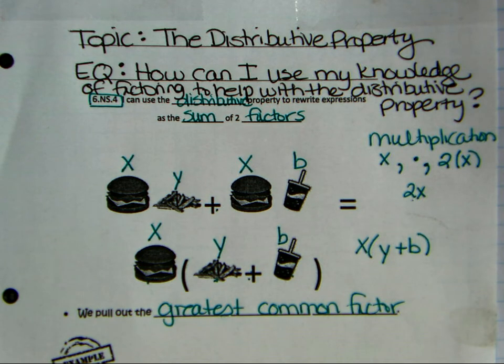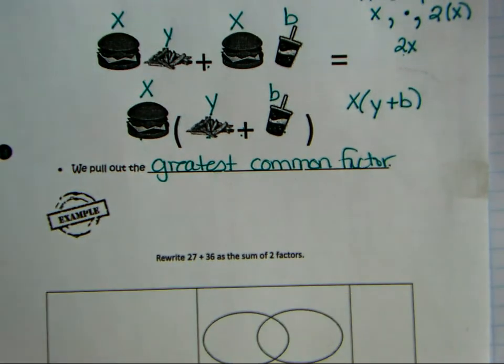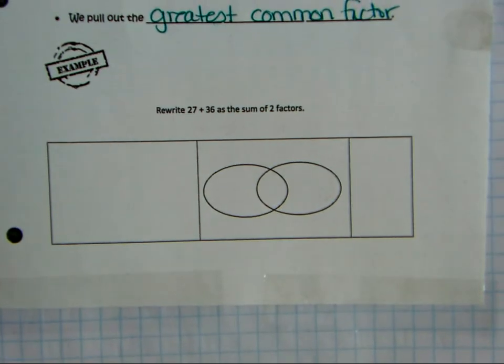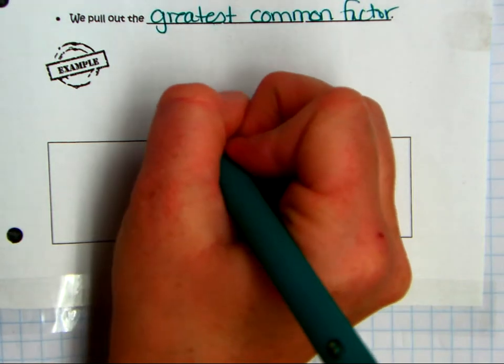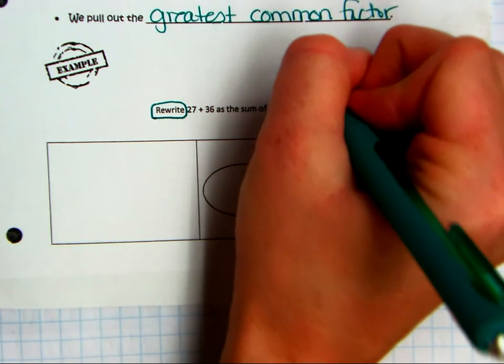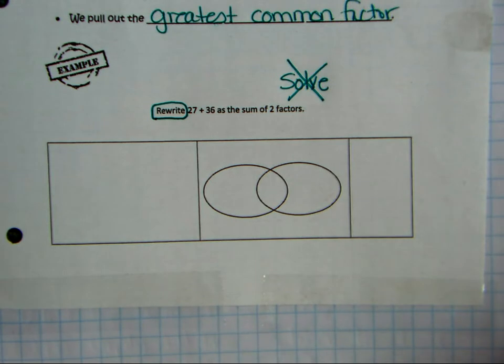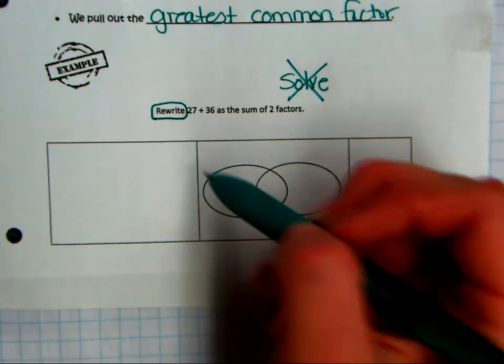All right, well then let's practice this, okay? If you look at the example that is given below, it says rewrite 27 plus 36 as the sum of two factors. Now, check this out. It says rewrite. It does not say solve. This is the one thing that everybody struggles with. Your mind wants to solve it because it seems to make sense. And I can solve that. I can add 27 and 36.